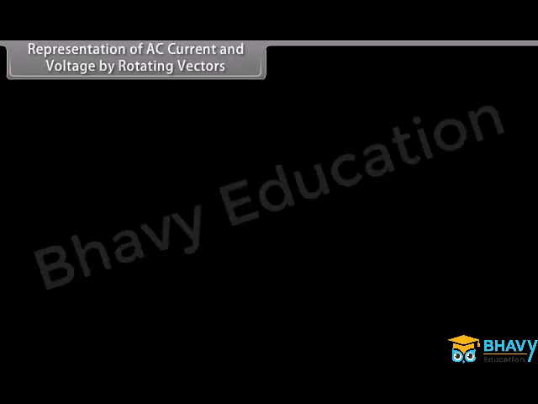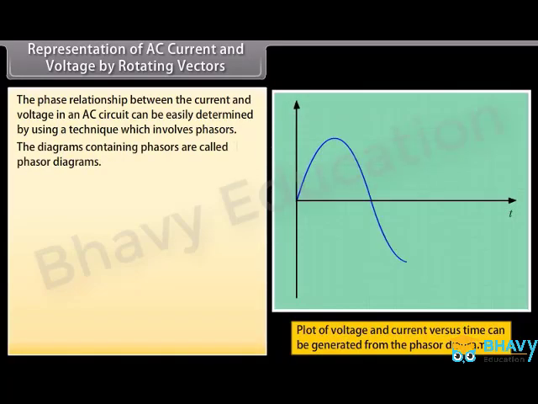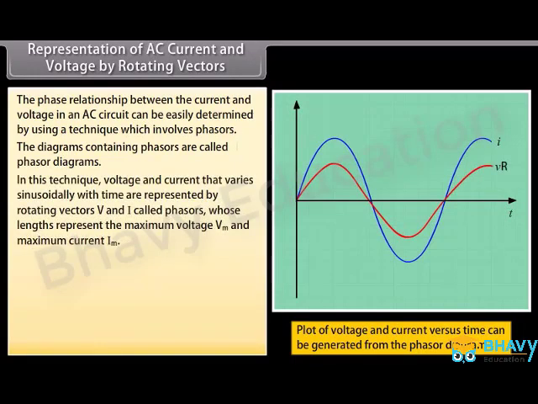Representation of AC current and voltage by rotating vectors. The phase relationship between the current and voltage in an AC circuit can be easily determined by using a technique which involves phasors. The diagrams containing phasors are called Phasor Diagrams. In this technique, voltage and current that vary sinusoidally with time are represented by rotating vectors V and I called phasors, whose lengths represent the maximum voltage Vm and maximum current Im.